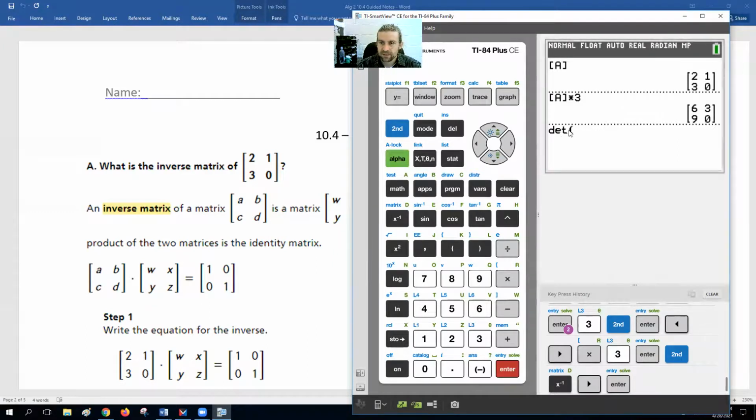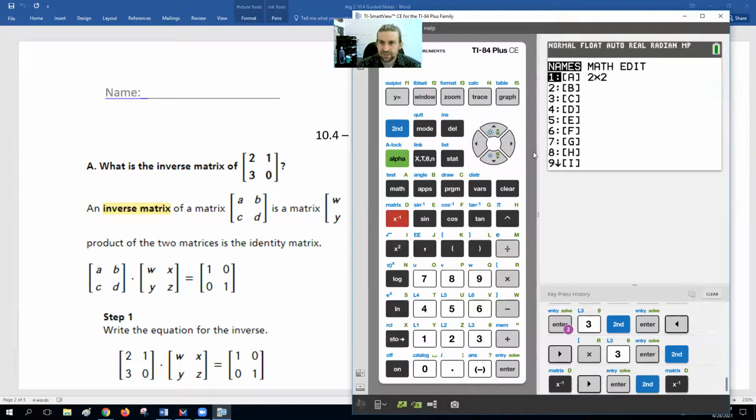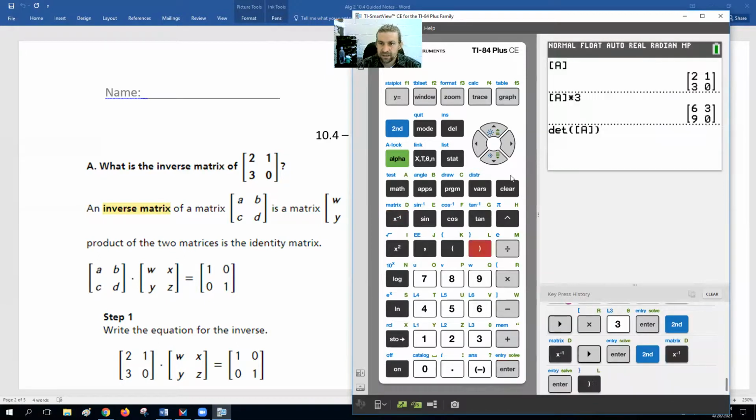So we do second matrix to get the determinant, and then second matrix again to choose matrix A. So we basically make a statement, say, find the determinant of matrix A, press enter, and there we go, that's -3, because 2 times 0 is 0, 3 times 1 is 3, 0 minus 3 is -3. All right, so let's talk about what else we can do.